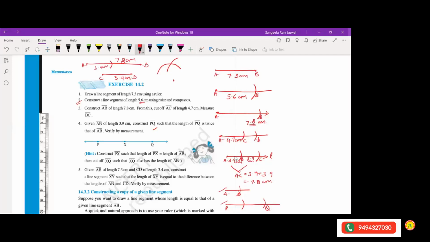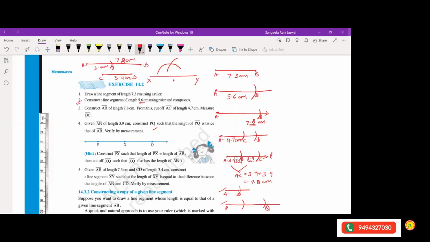And now, after doing this, make a random line here, just any line of any length, a third line. Okay, a third line, and keep its name as XY. After making this XY, what will you do? Look here, everyone.